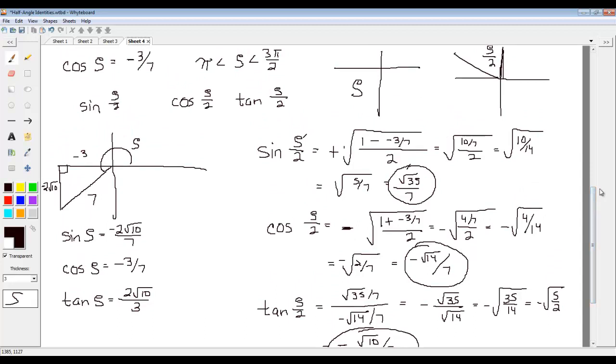Next up, we've got the product to sum and sum to product identities. So those will be coming up next, and that will wrap up all the trig identities that you guys are going to be responsible for.